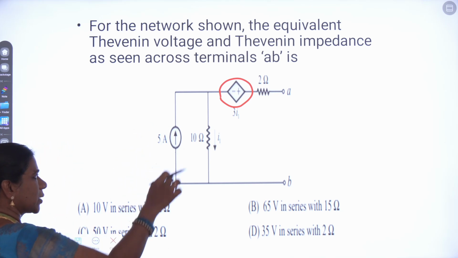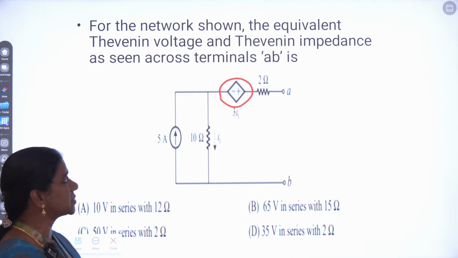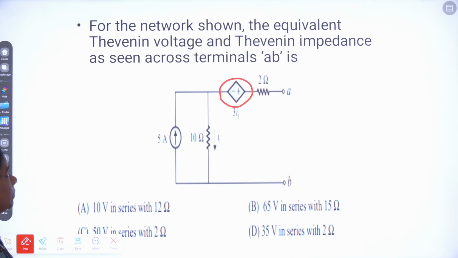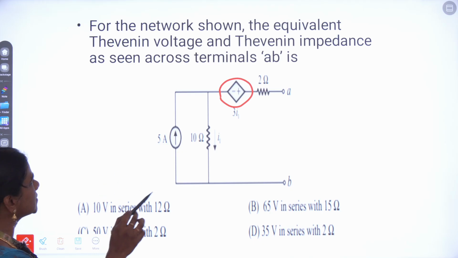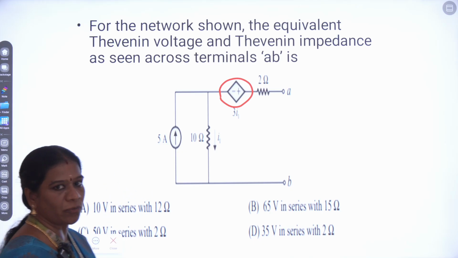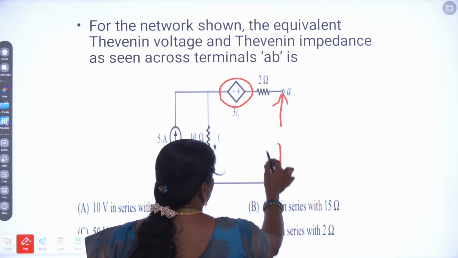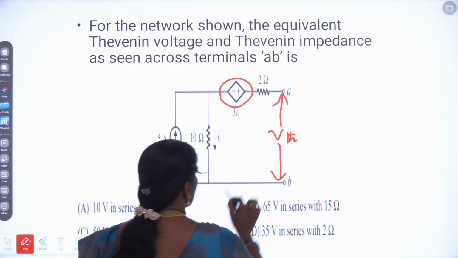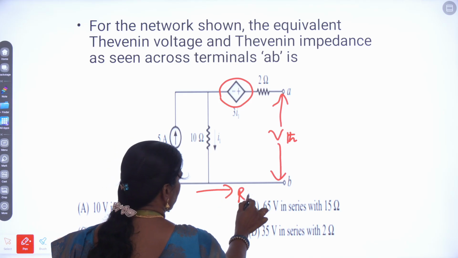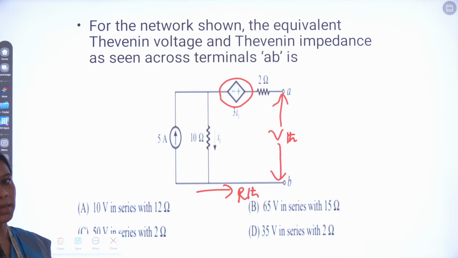So for the circuit we have to find what is the Thevenin's voltage and Thevenin's resistance. That is what they are asking in the problem. For the network shown, the equivalent Thevenin's voltage and Thevenin's impedance as seen across terminals AB is. So we have to find what is the voltage drop across AB, that will be our VTH, and we have to find out what is the looking back resistance, that will be our RTH. So in this problem we have to calculate what is VTH and what is RTH.